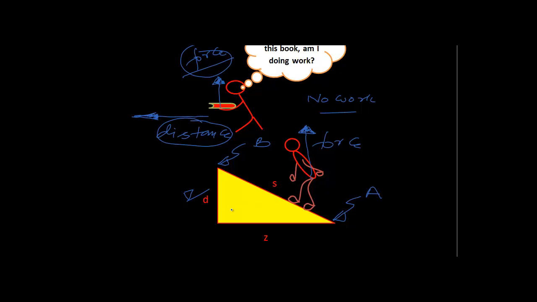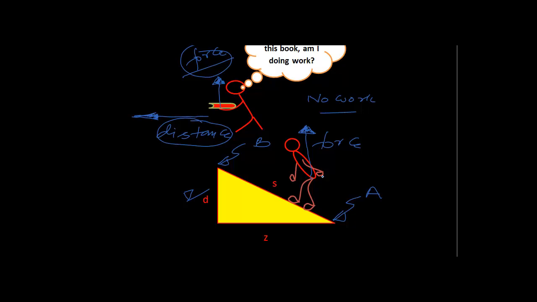So work is recognized when you have a force being applied on a body, and a distance being covered, such that the force and the distance that is considered are in the same direction. So basically we end up with three conditions. One is the force has to be applied. The second one is the distance has to be covered. And the third one is the distance and the force that is being considered must be in the same direction.